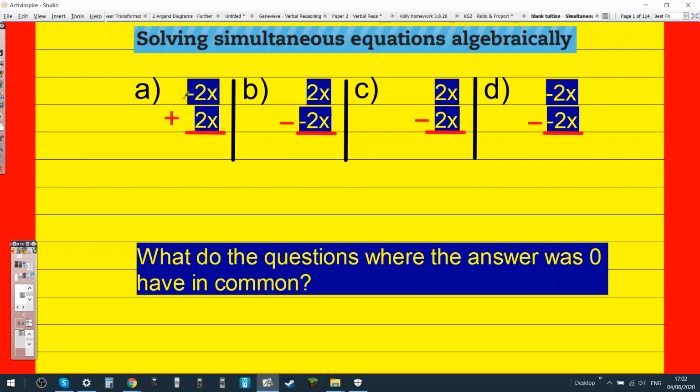Minus 2x plus 2x. Minus 4x. That would be minus 2x minus 2x. Zero. Yeah. The next one would be minus 4x. 2 minus minus, what happens to that? Comes plus. So it would just be 4x. Yeah. Zero. Yeah.